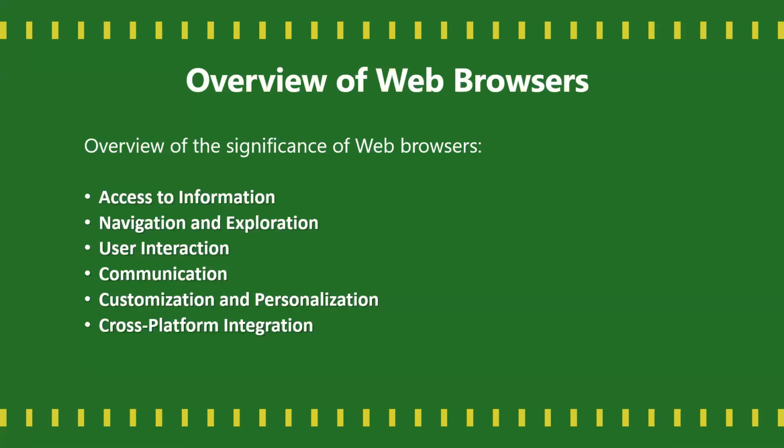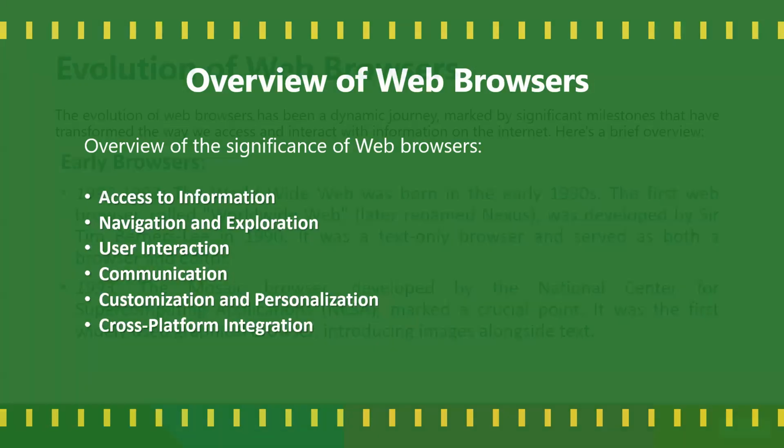Now, an overview of web browsers. The significance of a web browser is, first, access to information; it provides users access to information. It is used for navigation and exploration. It is used for user interaction; there are many ways a user can interact through web browsers. Then communication: it has enhanced communication, so sitting in one corner of the world, you can communicate with another corner of the world. Then customization and personalization, and then cross-platform integration. So this is the significance of web browsers.